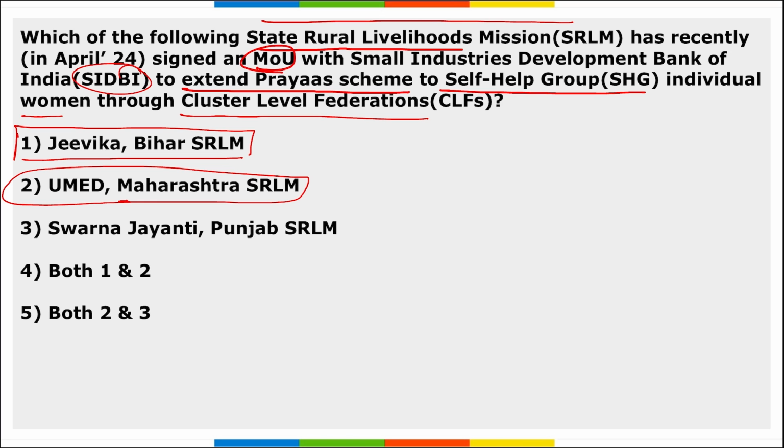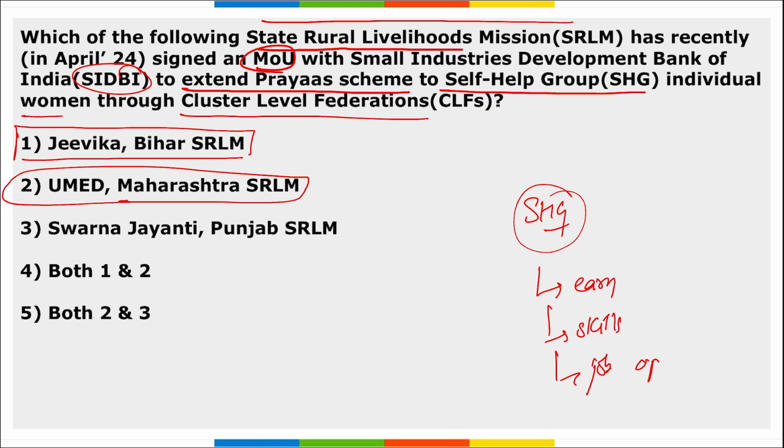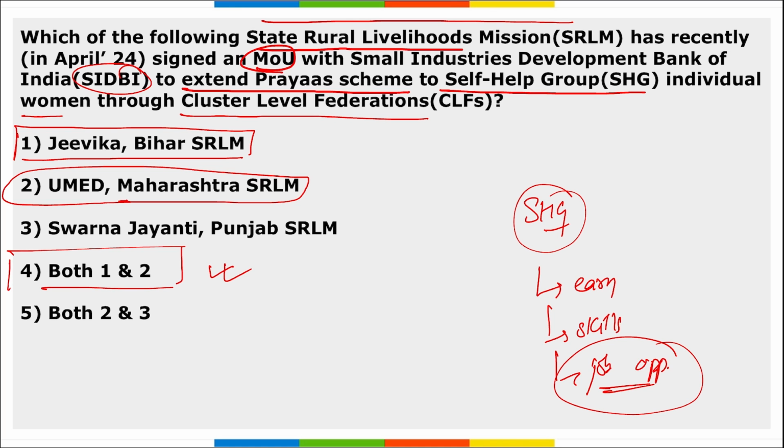So Bihar and Maharashtra have signed an MOU with SIDBI, and this is basically to help those self-help groups grow, to help them earn, to provide them skills, to provide them with job opportunities based on their skills. And here especially women will be helped under these self-help groups. So the right option is option 4, both 1 and 2.